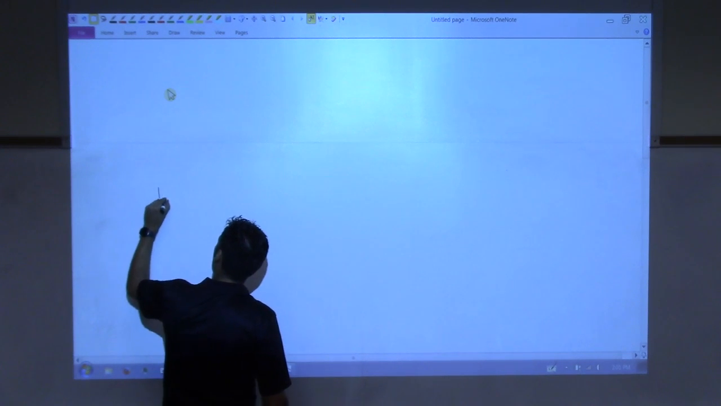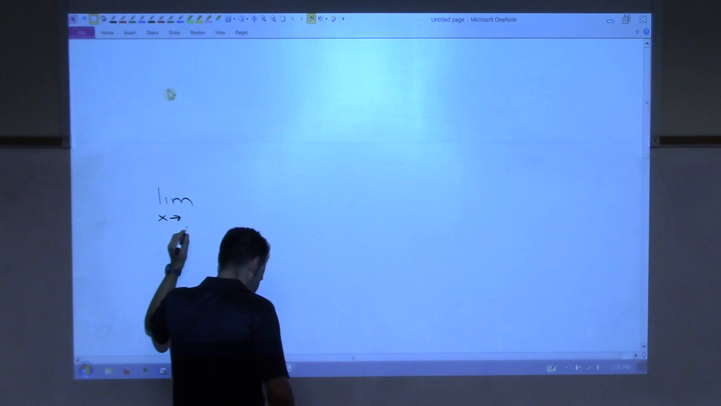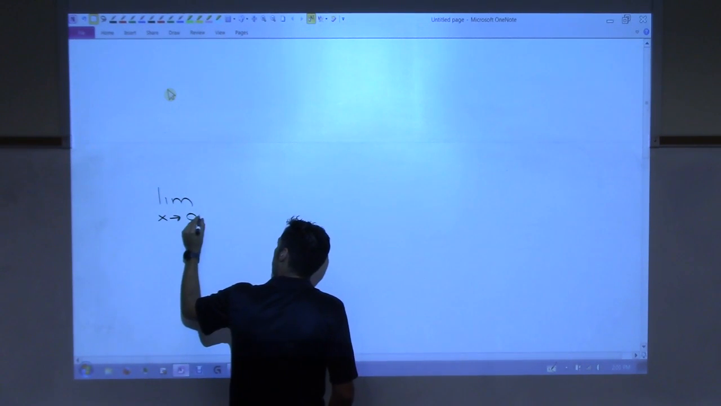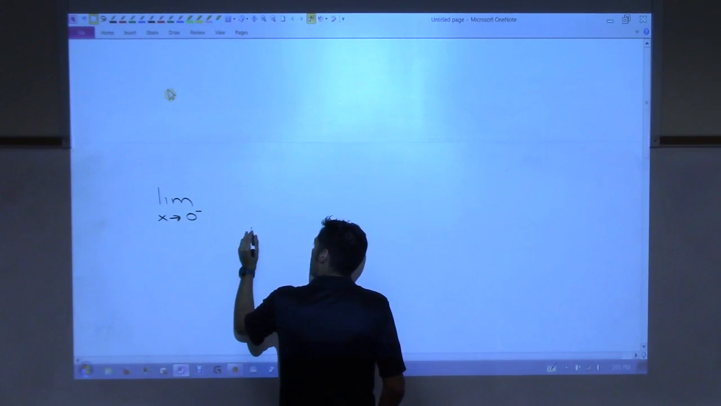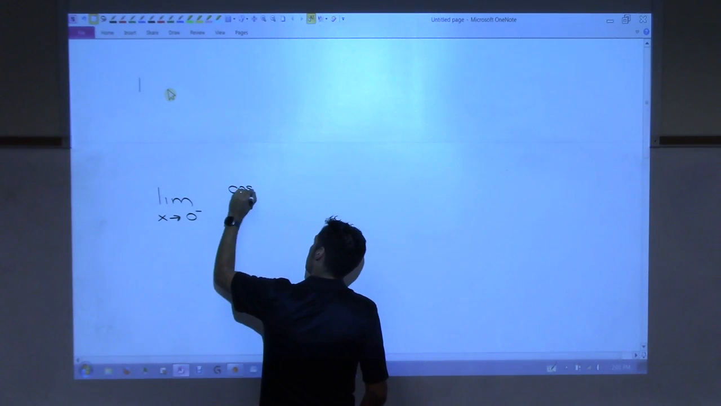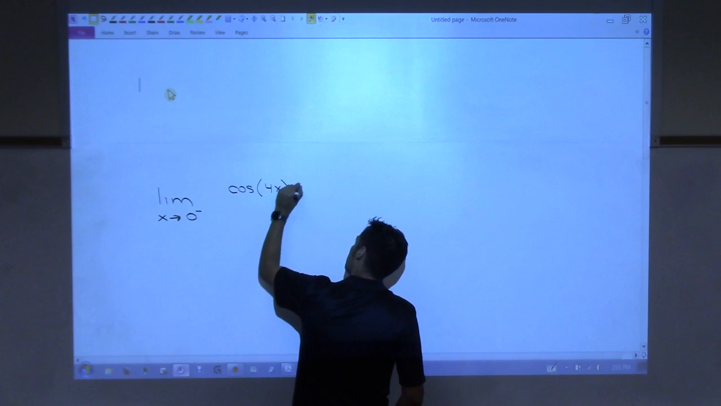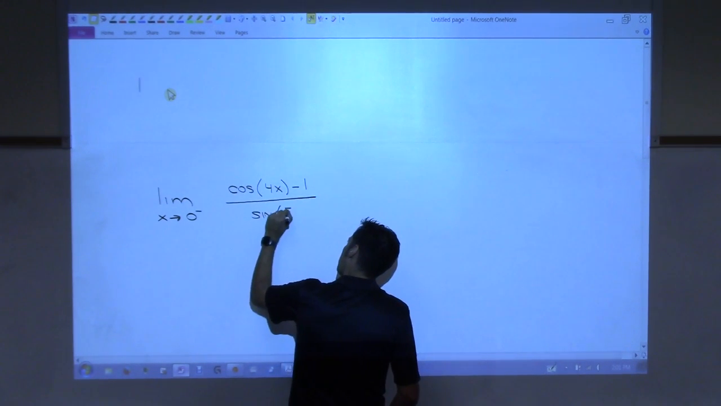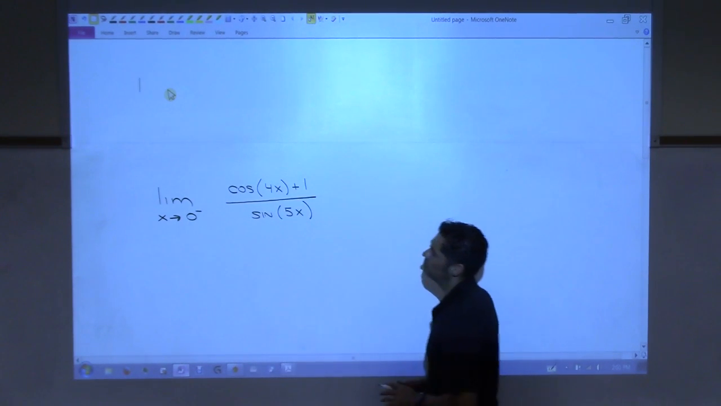Limit as x approaches 0. Let's come in from the left side of cosine of 4x plus 1 over sine of 5x. Plus 1 up there, sorry. Plus 1.